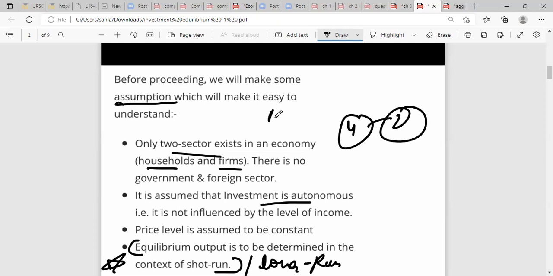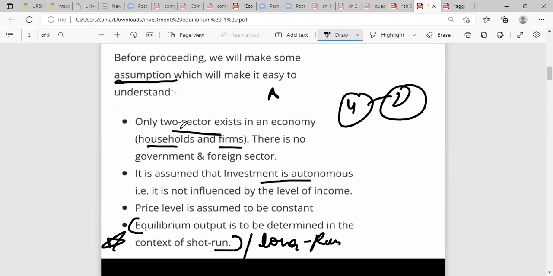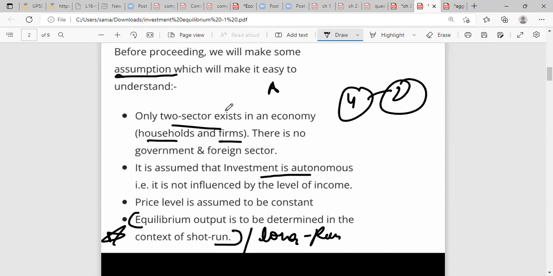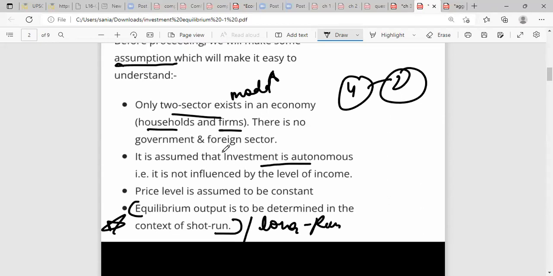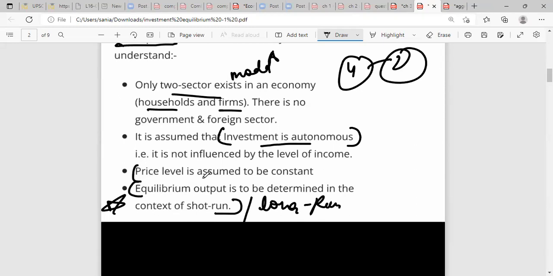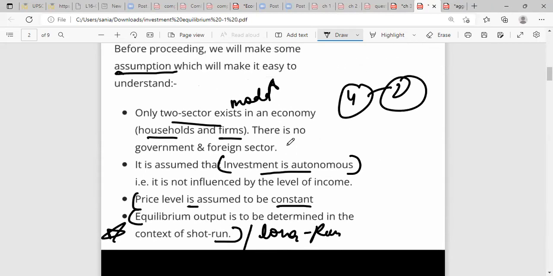Okay, before drawing ADAS and all this, what you will write? You will write assumptions. Okay, and then you will write two sector model. Okay, and you will have household and firm. You are not going to write the entire thing. Next, you will write investment is autonomous. Then you will write price is constant. Okay, and here the entire thing: equilibrium output is to be determined in context of short run. Clear? Just write in short.